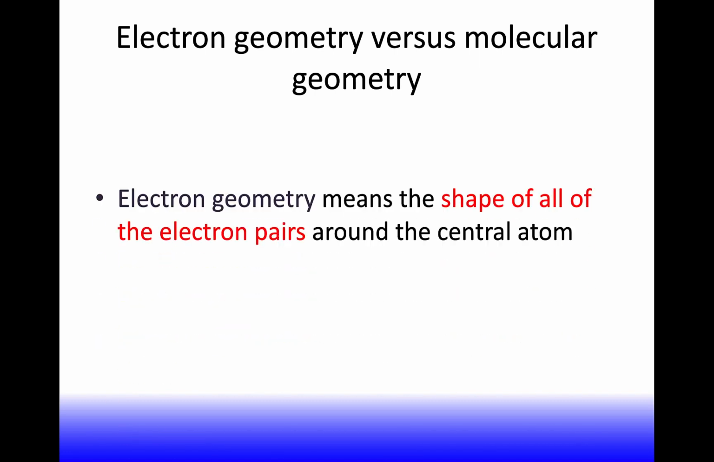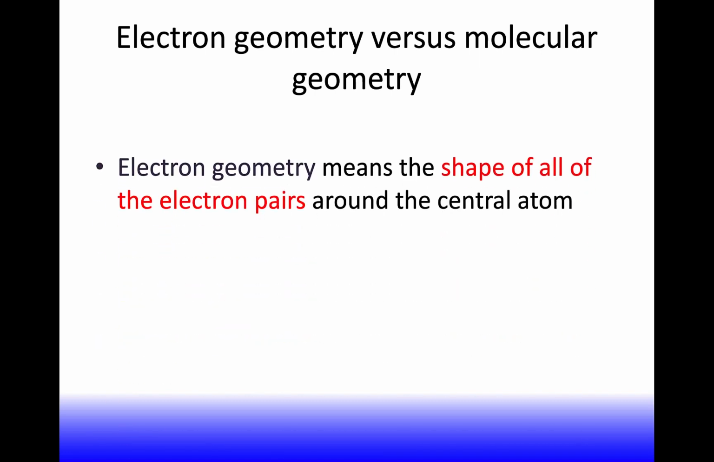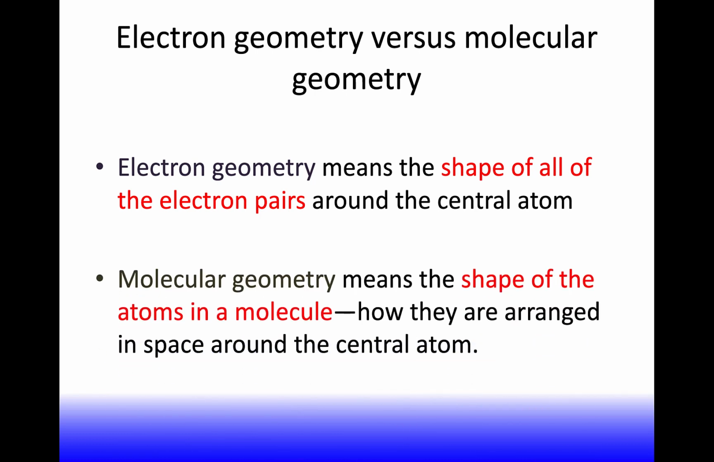Okay, next, there's 2 aspects of the shape, that is the geometry of molecules. One is the shape of the molecule itself, and one is the shape of the valence electrons, the pairs of valence electrons around the center atom. So electron geometry means shape of all the electron pairs. Remember, electron pairs might be lone pairs and they might be bonded pairs.